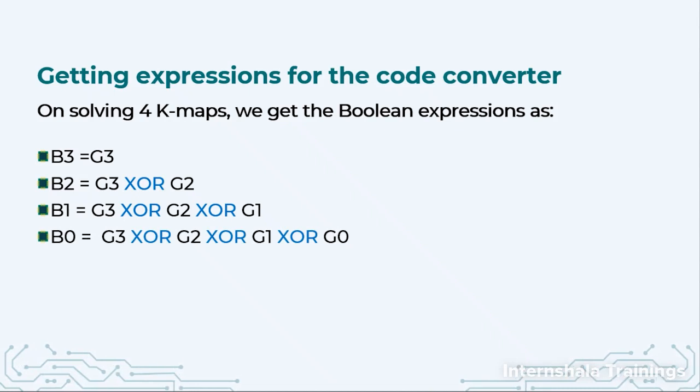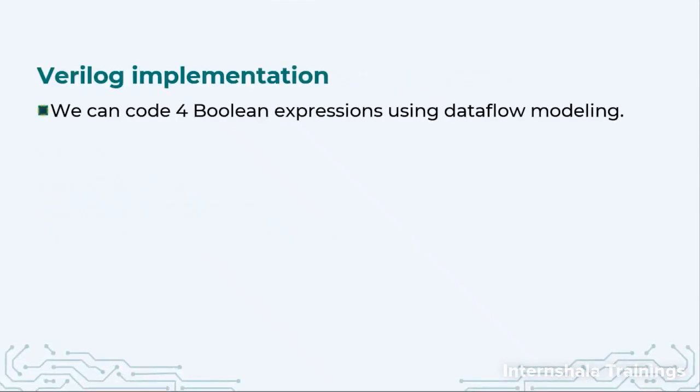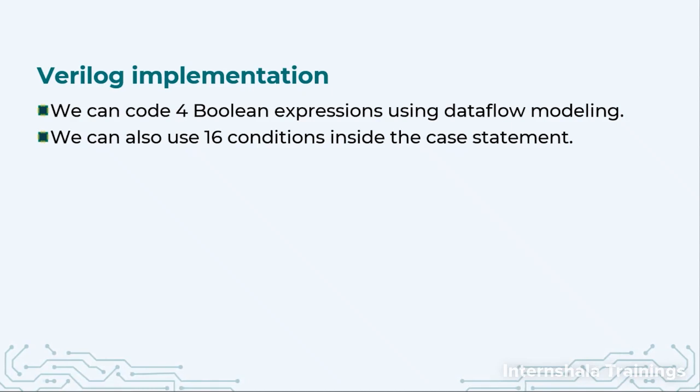So now you can see that the dataflow implementation using Verilog is quite easy. It is just 4 lines of code. You have to just say assign B3 equal to G3, assign B2 equal to this, and assign B1 and B0. A very simple code. So now let us talk about the implementation. When we talk about dataflow, I have already explained these are only 4 lines. But we can also do it using a case statement, where using 4 bits we generate 16 cases, and for each of them we explicitly mention what the output is going to be. So let us check this out on Vivado now.